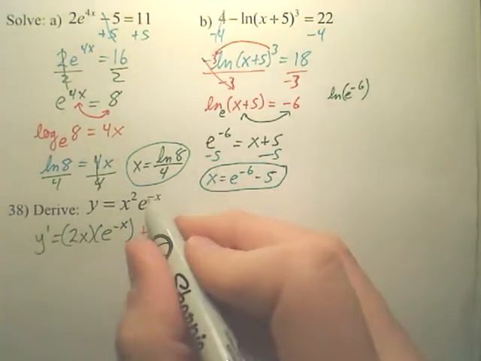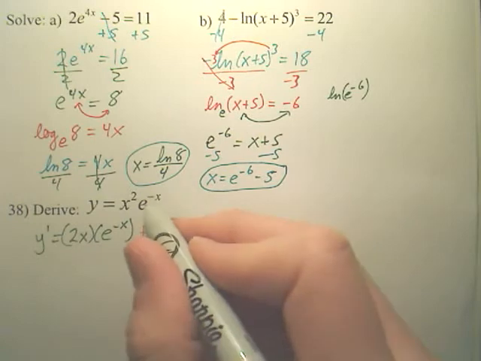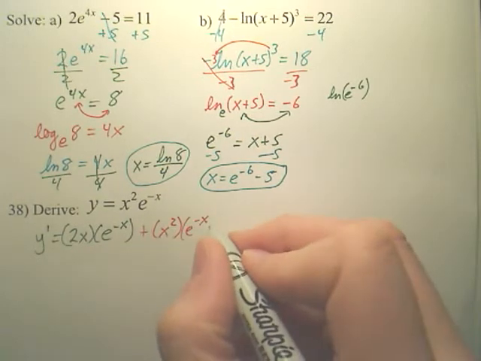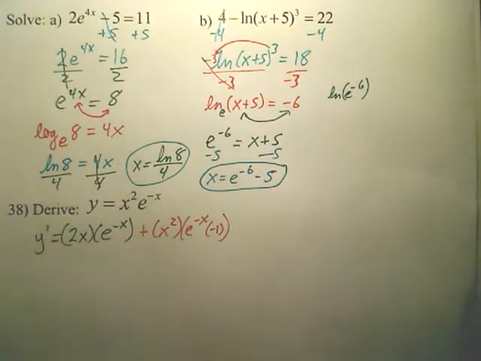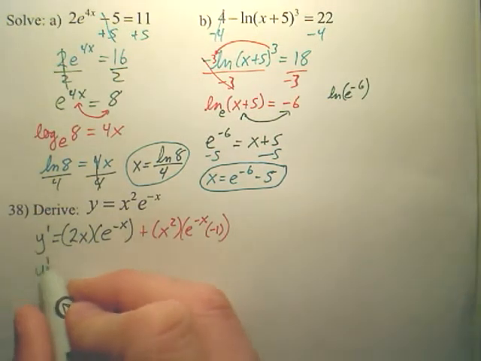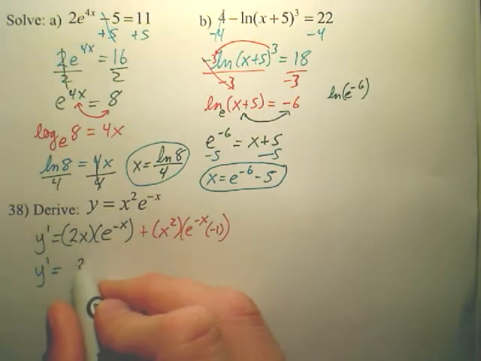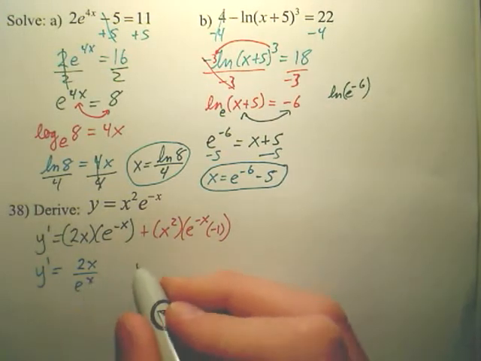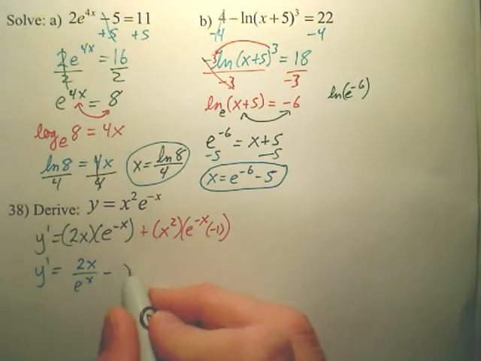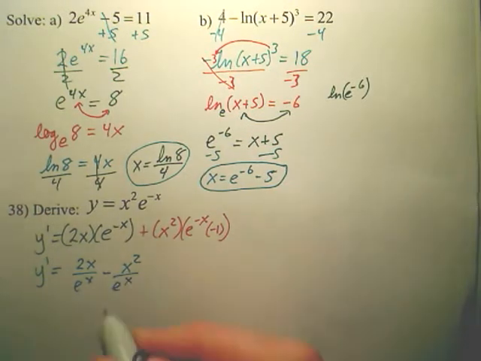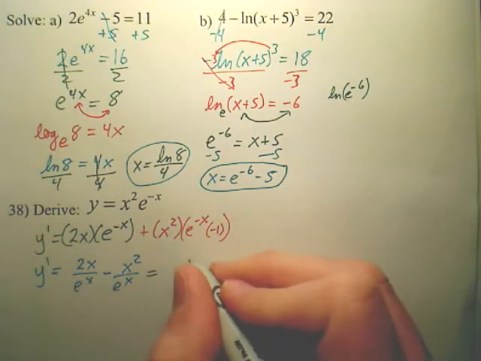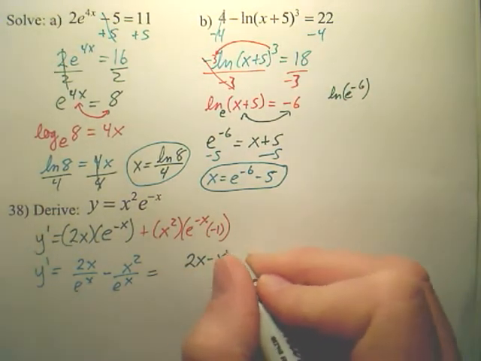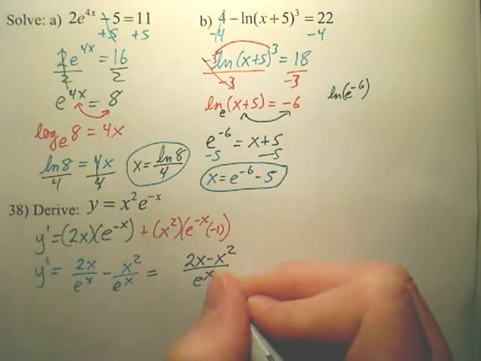But then you derive the exponent, the top. And the derivative of negative x is negative 1. So you have to multiply by negative 1. That's very easy to miss, that little piece. And that looks like we're going to get, what? 2x over e to the x. This minus comes up here, so we have minus x squared over e to the x. They're both the same bottom. Yay. That makes it easy. 2x minus x squared over e to the x.